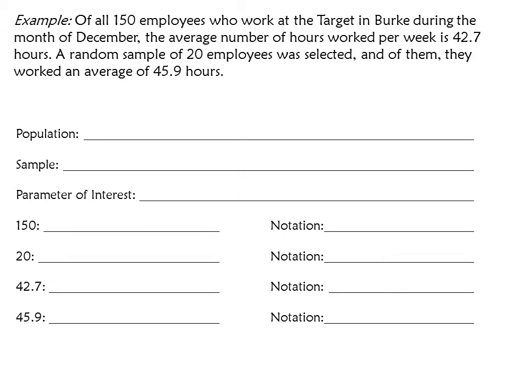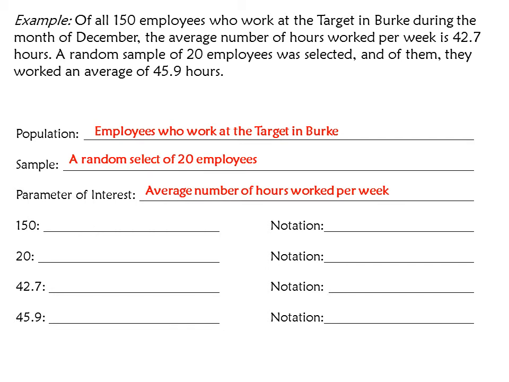Our next example: of all 150 employees who work at Target and Burke during the month of December, the average number of hours worked per week is 42.7 hours. A random sample of 20 employees was selected, and of them, they worked an average of 45.9 hours. The population is all the employees who work at Target and Burke, so 150. The sample is a random selection of 20 employees. What we're interested in knowing about the population is the average number of hours worked per week.